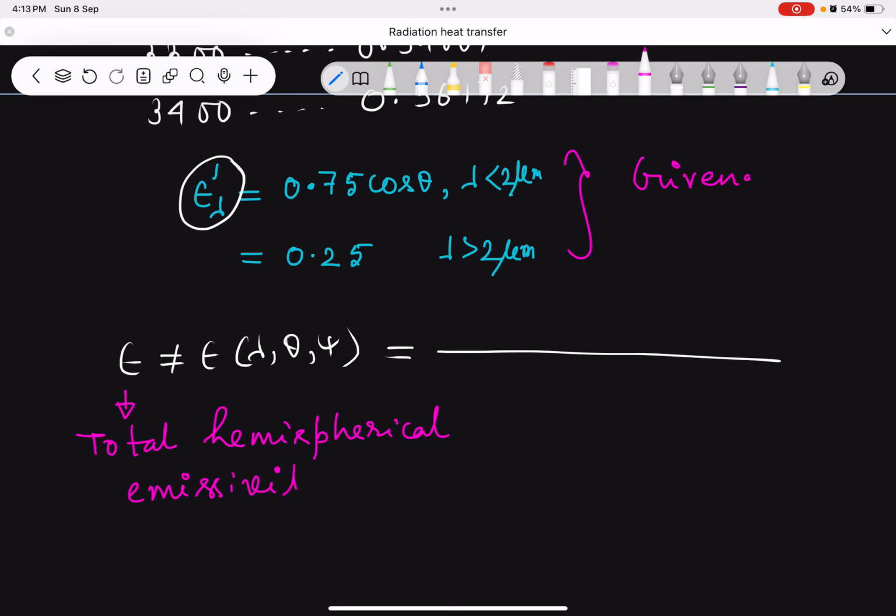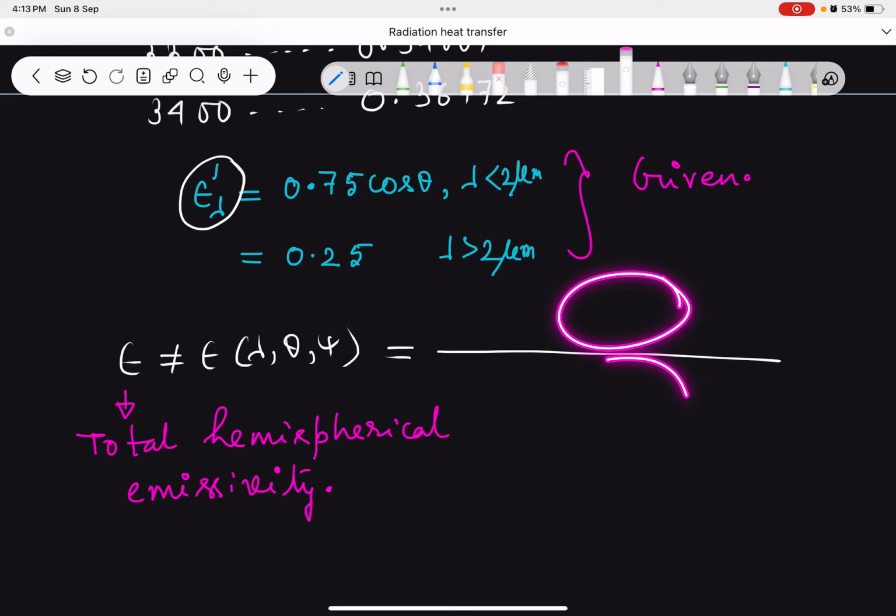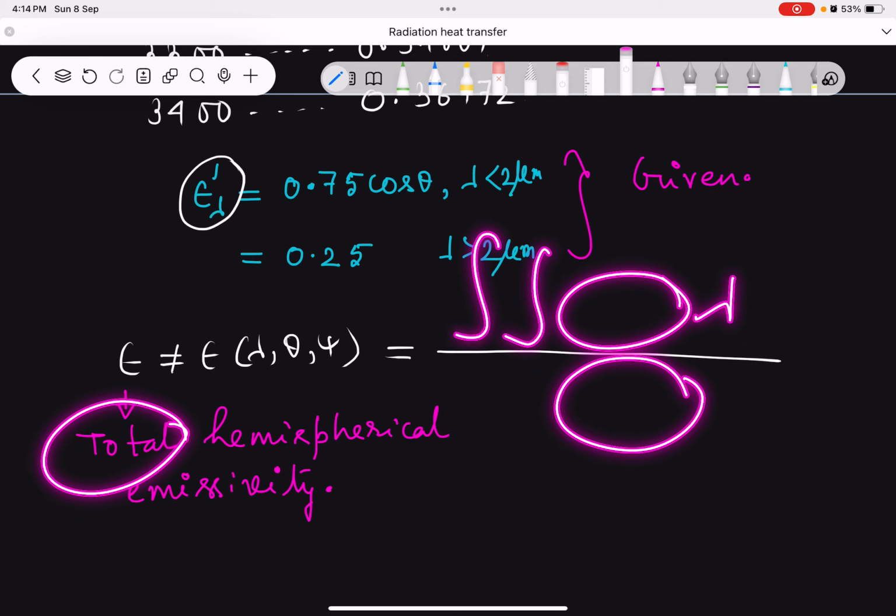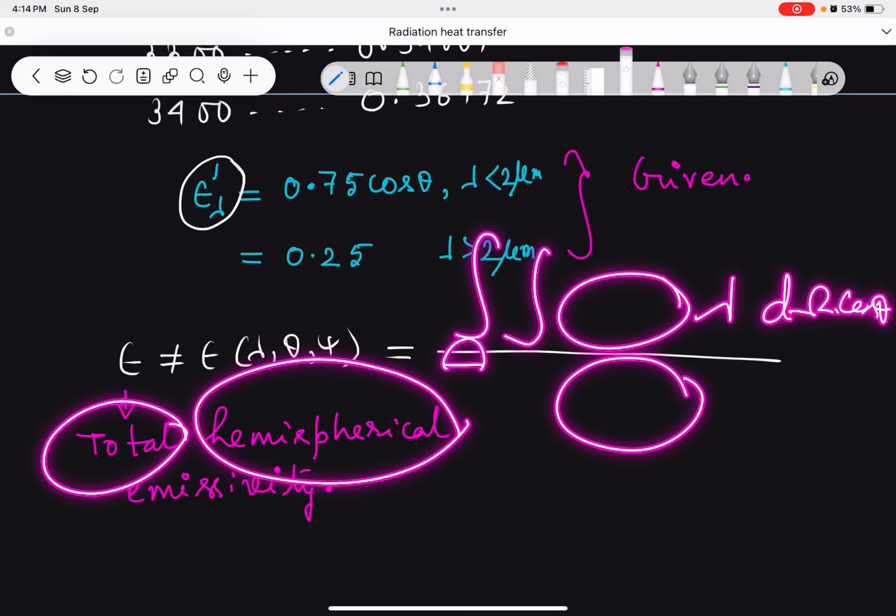Okay, now emissivity is what? Energy emitted by the actual body at a particular temperature T by energy emitted by a black body at that particular temperature T. Now the moment you see two words, total and hemispherical, that means both of those energies emitted, in the numerator and the denominator, will be integrated over lambda because of this word total, and will be integrated over the hemisphere, over all the directions, d lambda into cos theta, because of this word hemispherical.